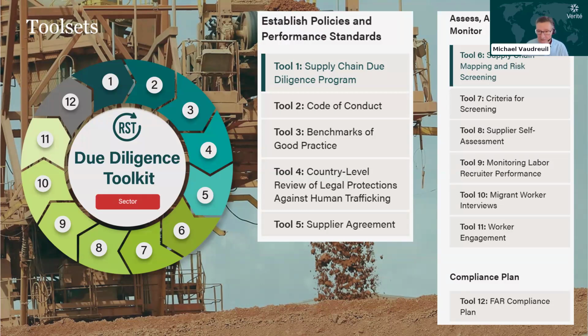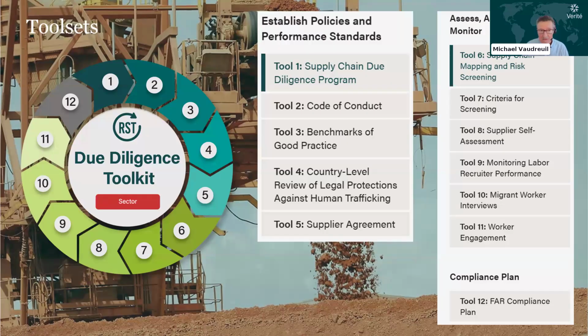Tool 10 is an important tool for doing any monitoring of suppliers, and that is engaging with workers to understand how the recruitment process worked for them, how workplace practices align with their expectations and respect their rights.